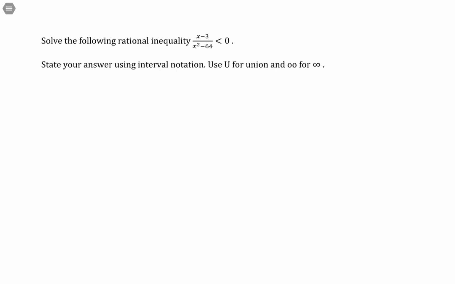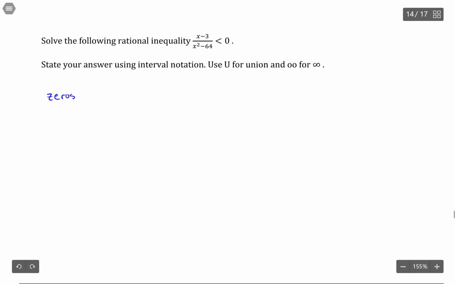Solve the following rational inequality. x minus 3 over x squared minus 64 is less than 0. So to do a rational inequality, it's similar to a polynomial inequality, but we need to get the zeros of the numerator and the denominator.